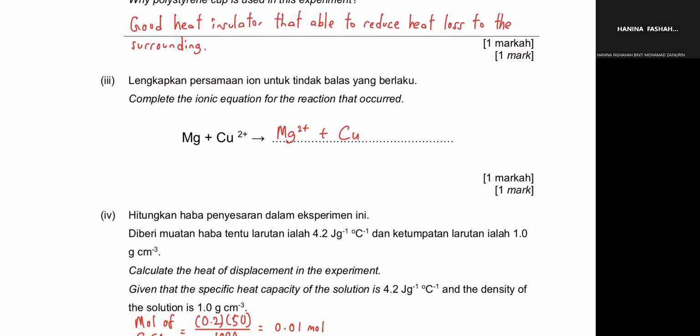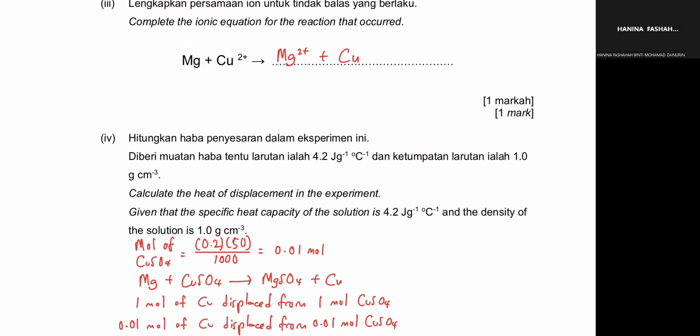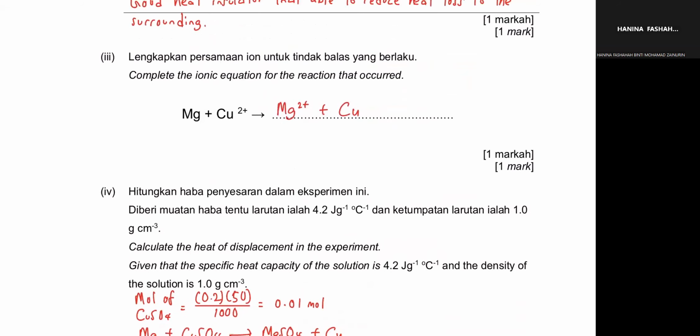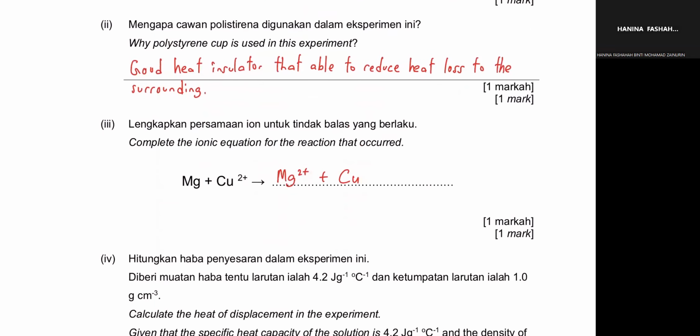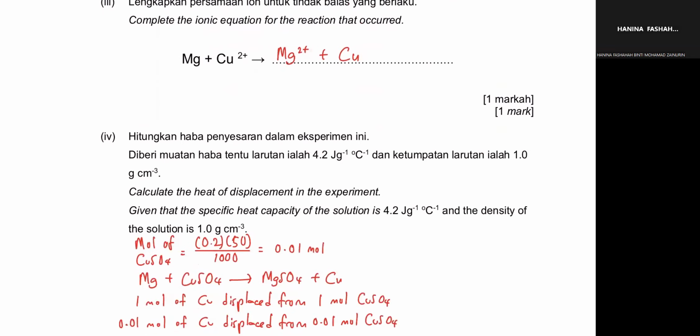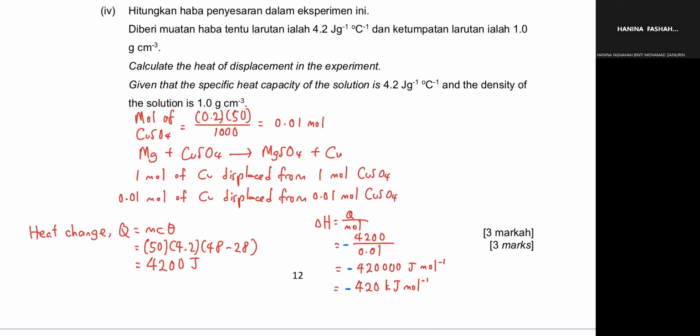If you want to go back to solve those, never mind, but I just want to go through it. Ionic equation means SO4 is not involved, remember? So you just have Mg and Cu involved only. Then this one is a calculation. You want to calculate basically delta H. Then you calculate the number of moles, do the ratio, calculate the Q, then delta H.